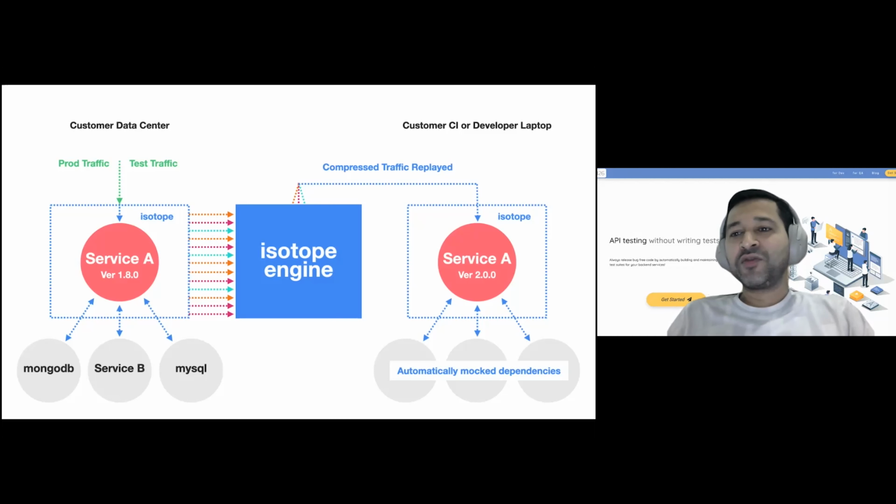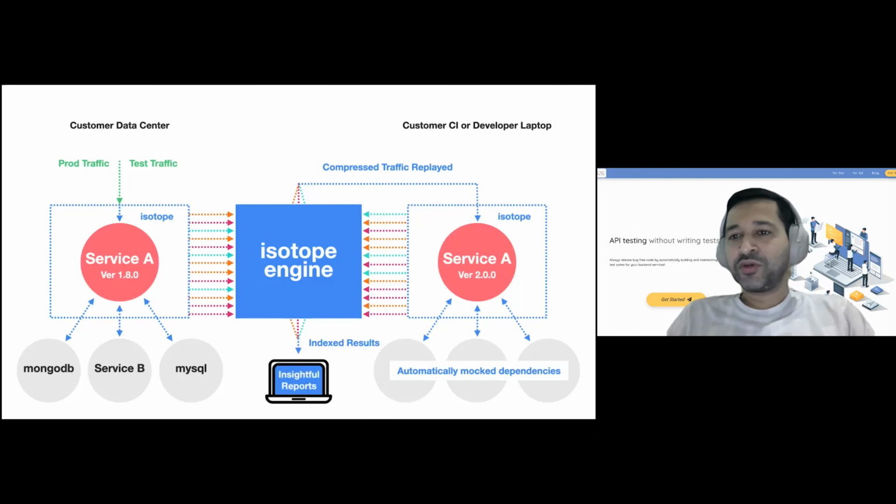So let's say you've got an update user request. You want to make sure that the user was actually updated in the database, and that call actually went through. Isotope would learn that behavior from production and then make sure that that assertion remains valid in the newer version of your code. After doing this comparison, it is able to give you a report in your test.